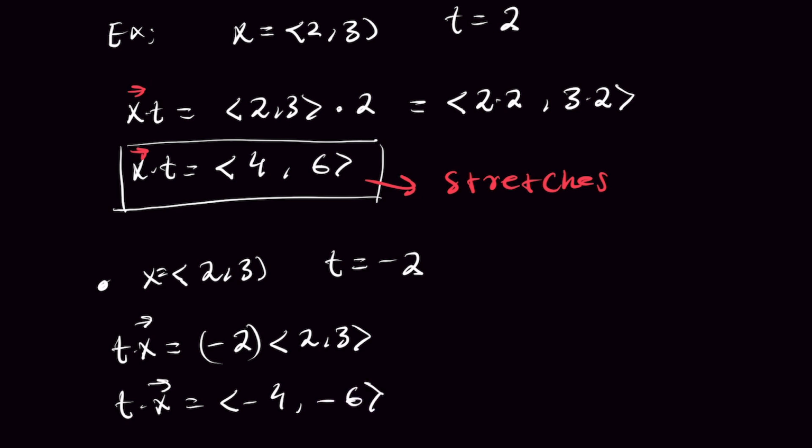In this example, this negative 2 changes the vector direction.